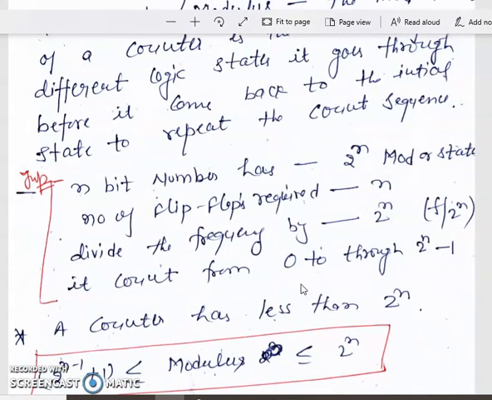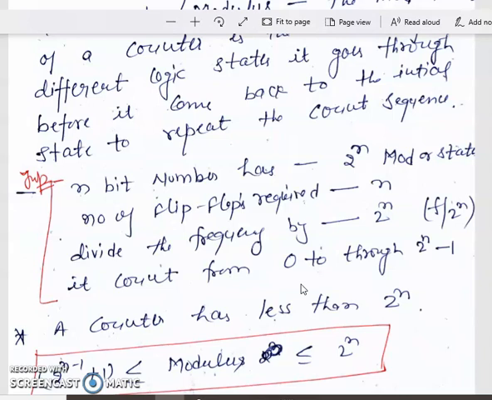For an n-bit counter, n is the number of bits. The number of flip-flops required is equal to the number of bits, that is n. It divides the frequency by 2 to the power n, meaning the frequency of any flip-flop in this counter is approximately equal to f upon 2 to the power n. It counts from 0 to 2 to the power n minus 1.